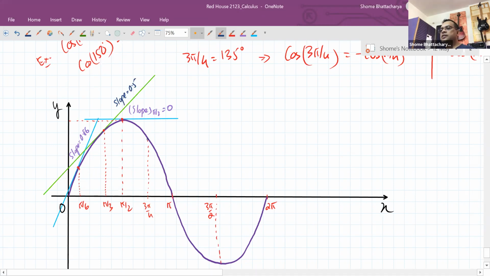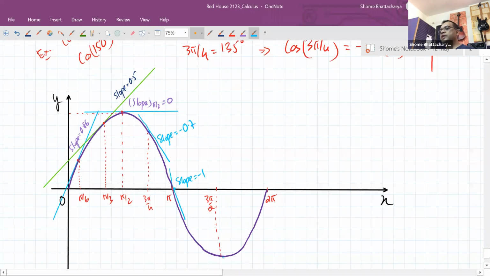Similarly, if we draw the tangent at this point 3 pi by 4, you would see that we get a line which has a negative slope. We saw that the slope is minus 0.7. Similarly, if we draw the tangent at pi, we saw that it has a slope of minus 1. Again, we draw the tangent at 3 pi by 2. We see it has a slope of 0. And we draw the tangent at 2 pi. You see it has a slope equal to 1, the same as the slope at 0.